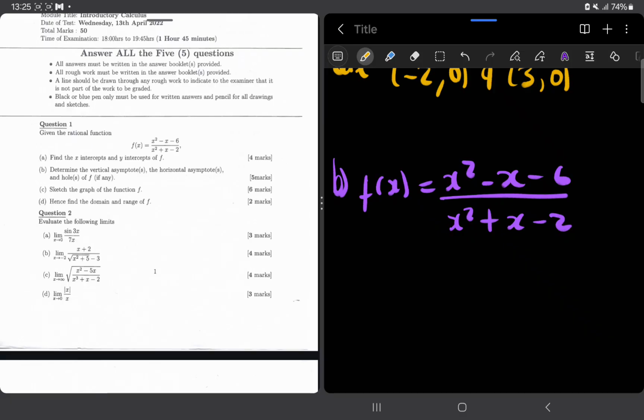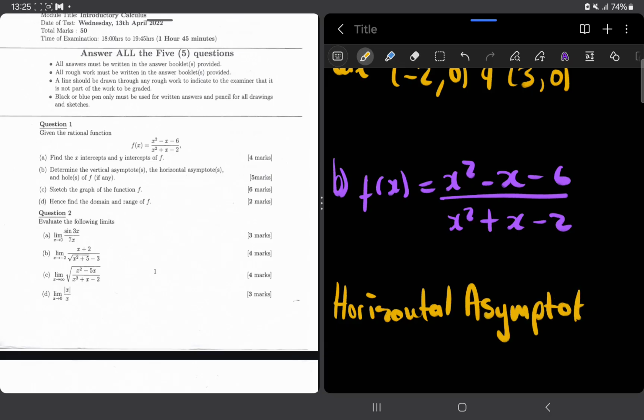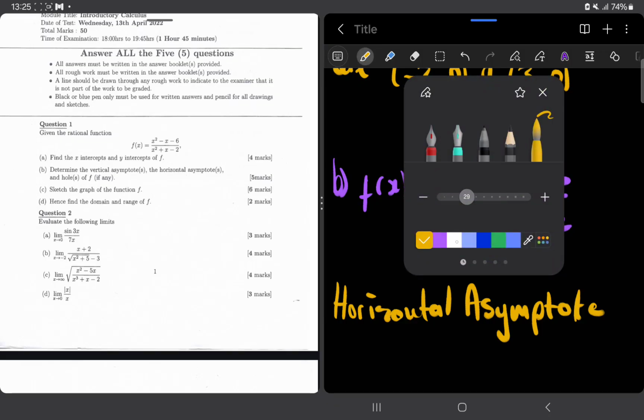They are the same. What do you do when the highest power is the same? You need to know the three conditions. When the highest power is the same, you divide the number in front of the numerator by the number in front of the denominator. Remember that it's called the horizontal asymptote because it is a horizontal line, and horizontal lines are always y equal to something.